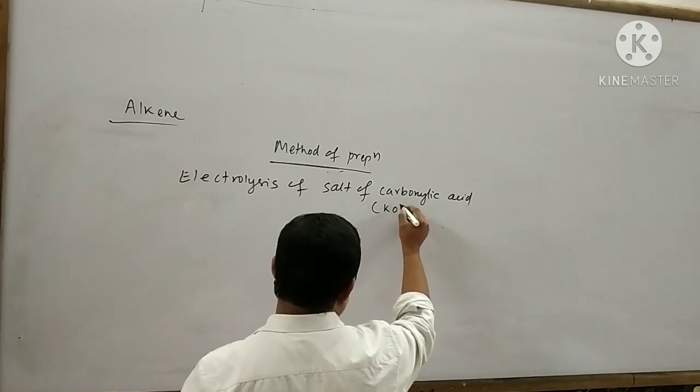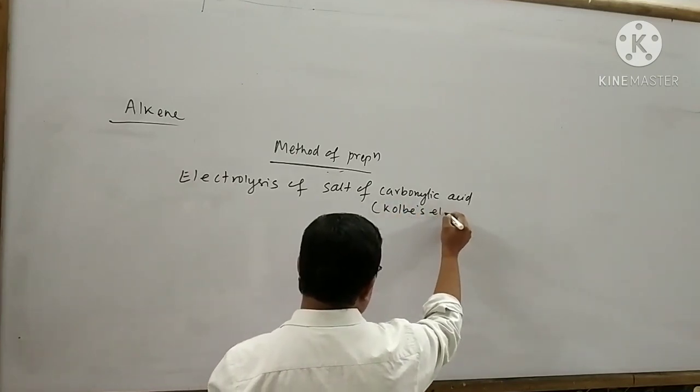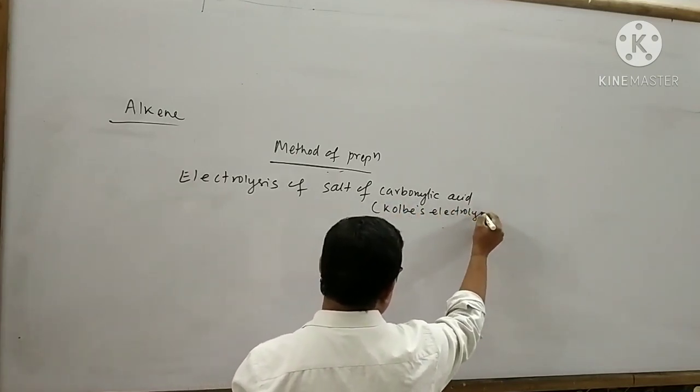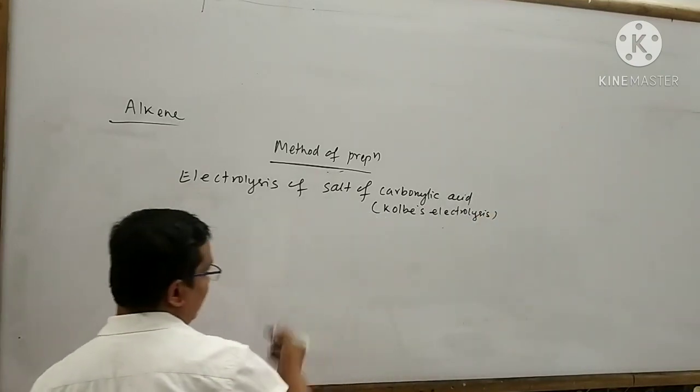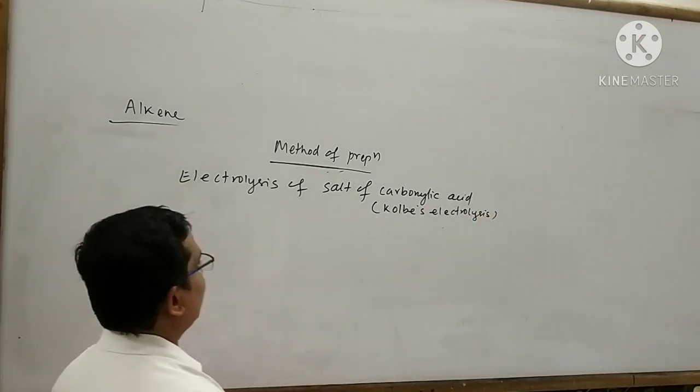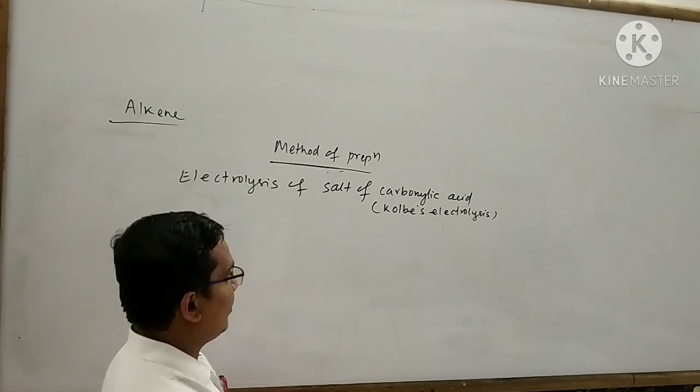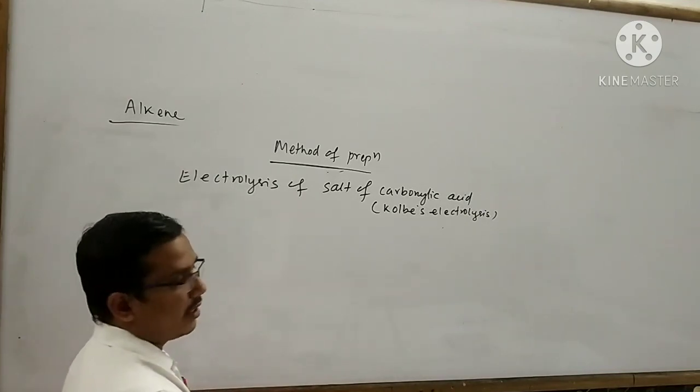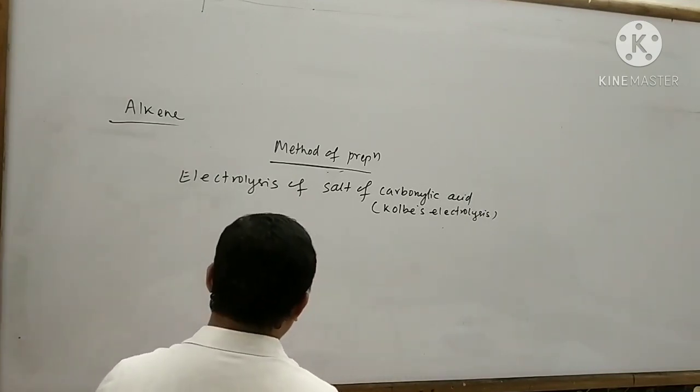This is also considered as Kolbe's electrolysis. This method is generally considered as the preparation of alkene by Kolbe's electrolysis.